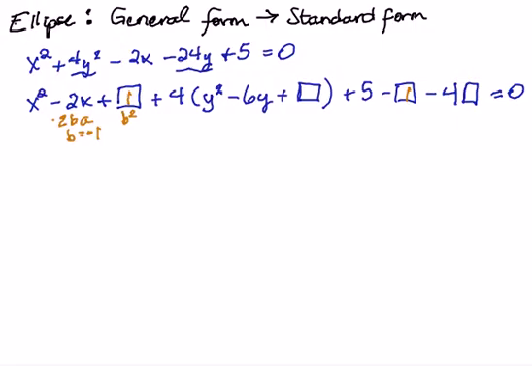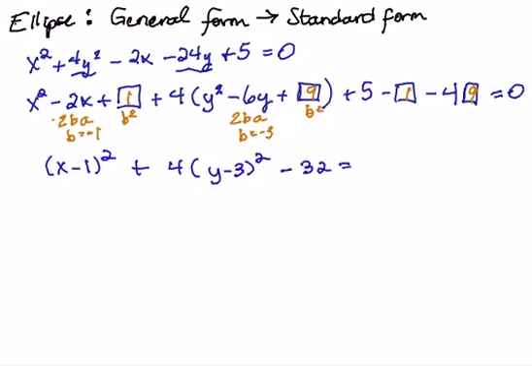Now for the y's, if this is the 2ab term, that means that our b is going to be negative 3, and so then our b squared would be 9. And so I'm going to put that in both of those boxes. So now we're ready to complete the square. For x, this is going to be x minus 1 squared plus 4 times y minus 3 squared. And then I have plus 5 minus 1 and minus 36. And so that's going to give me minus 32 equal to 0.